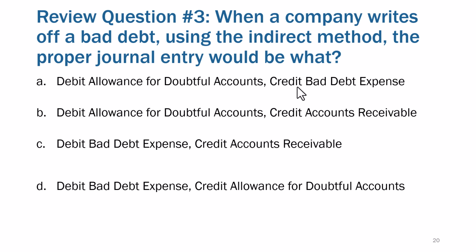So when a company writes off a bad debt using the indirect method, the proper journal entry would be what? What do we debit? What do we credit? Go ahead and check that out.